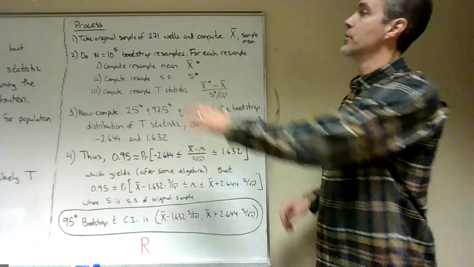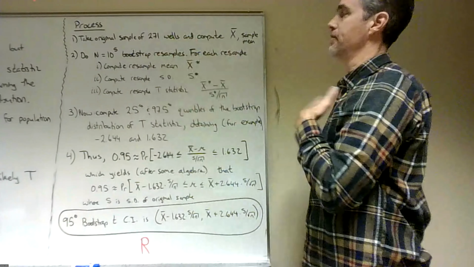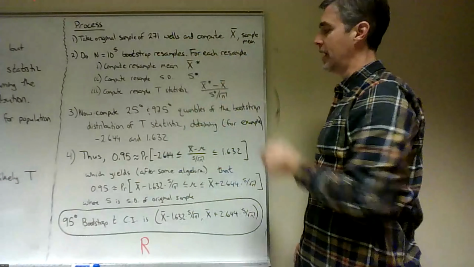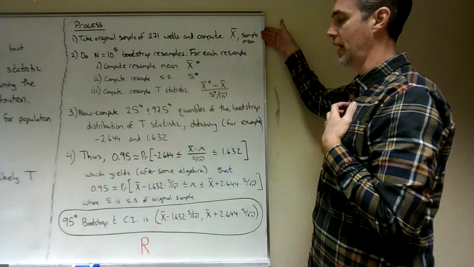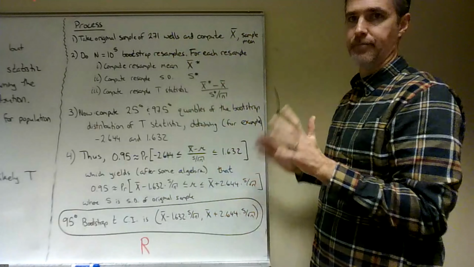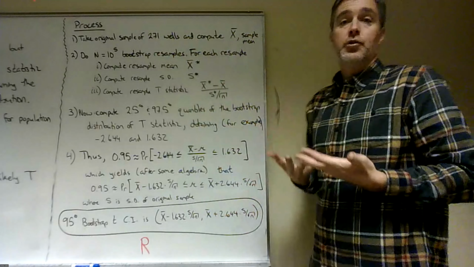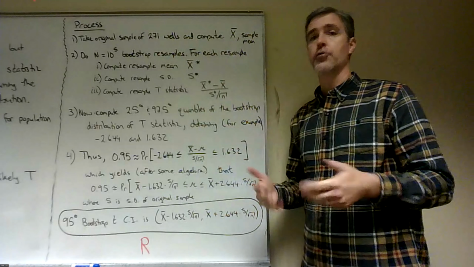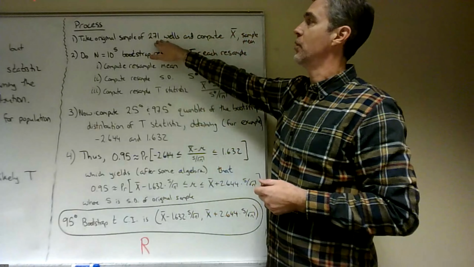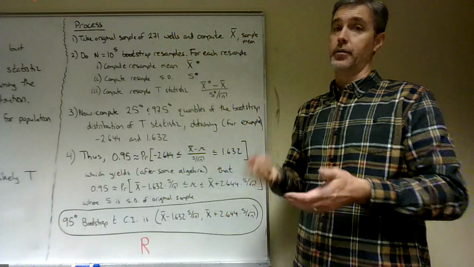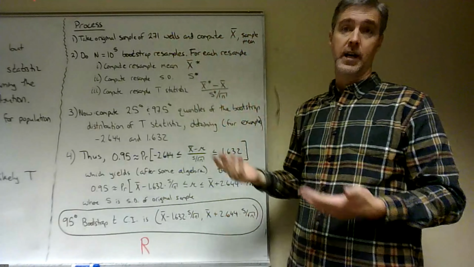We've got our original sample of 271 wells. We can calculate the sample mean, and eventually we're going to need to know the standard deviation of that original sample as well, which we'll call S. That crops up at the bottom. Now we're going to bootstrap it. So 10 to the fourth or 10 to the fifth times, we're going to resample 271 of these wells with replacement. So we might grab the same well 2 or 3 or more times.